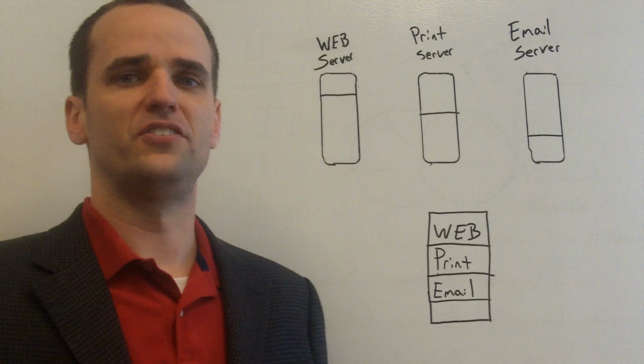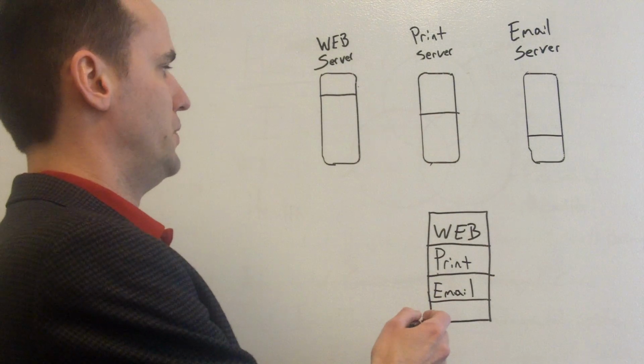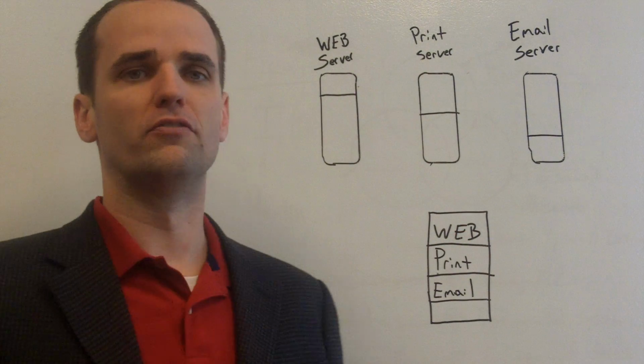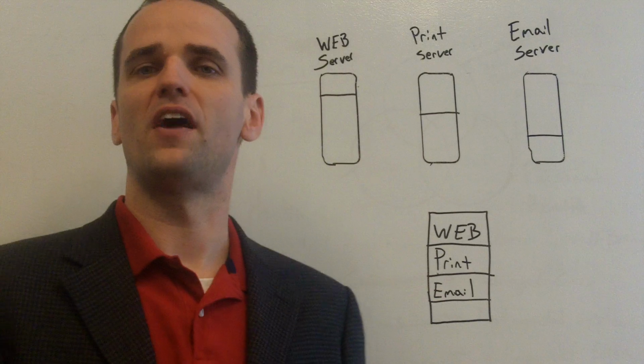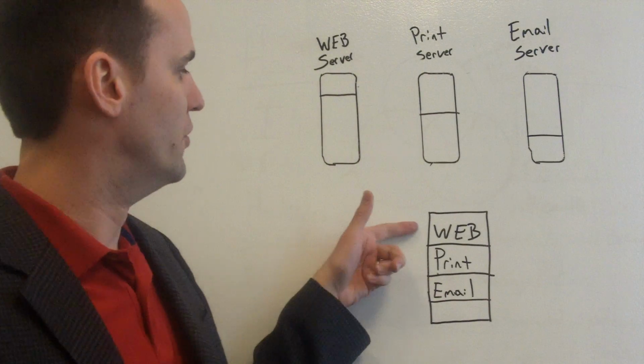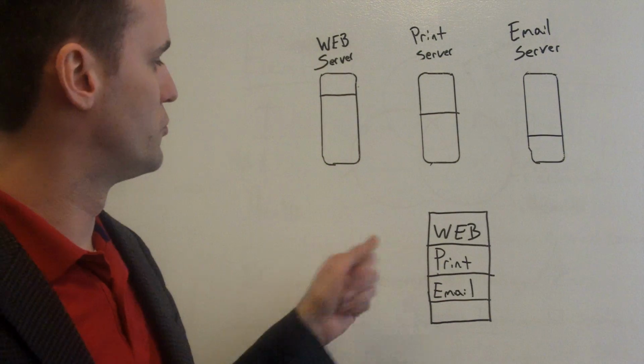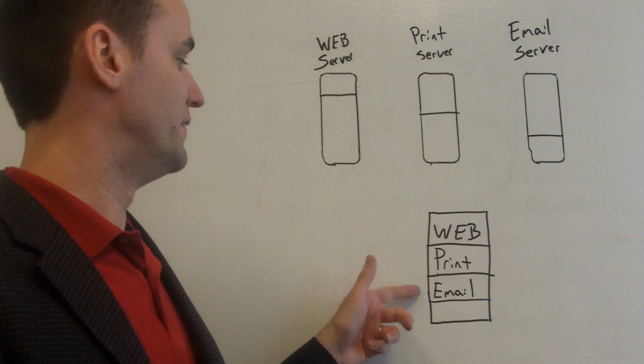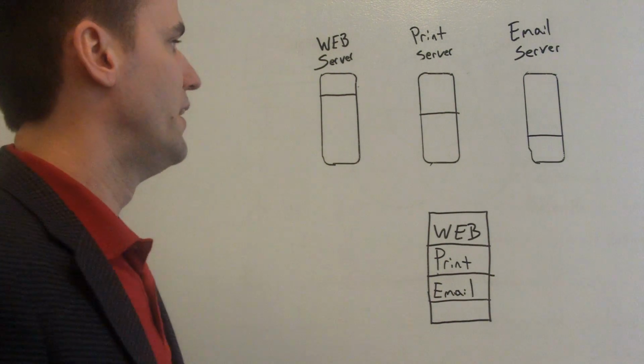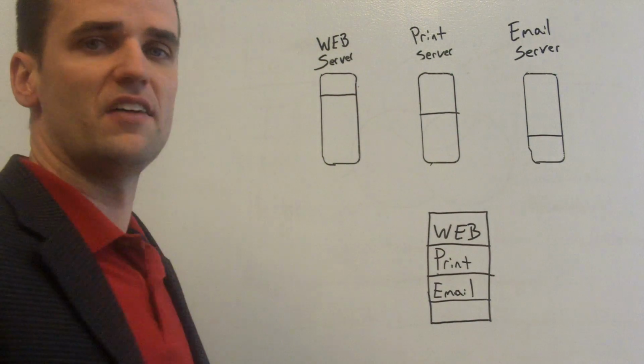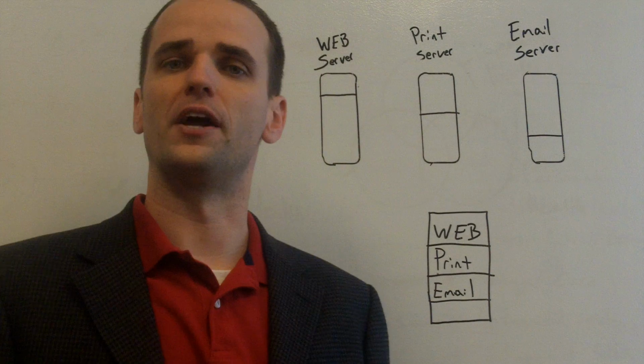So virtualization essentially just says, I can put all of this on one server, and I essentially just partition out that server and say you can use this much space for the web server, this much space for the print server, and this much space for the email server. And what that does is that spares us having a lot of extra hardware sitting around.